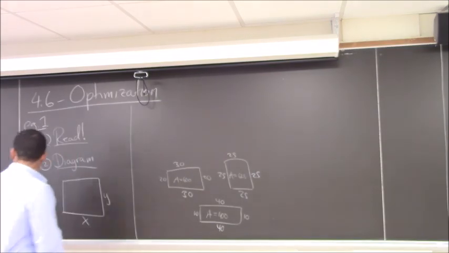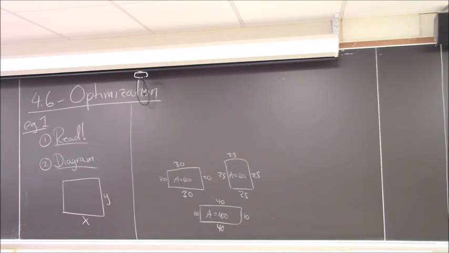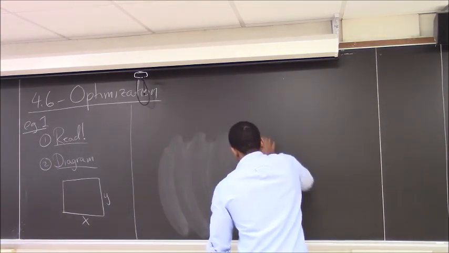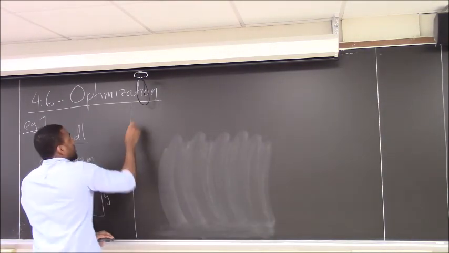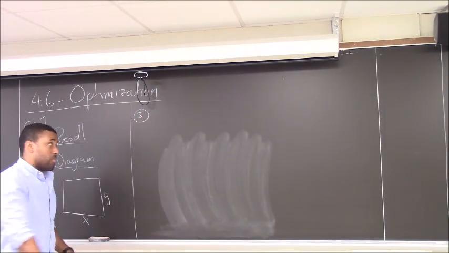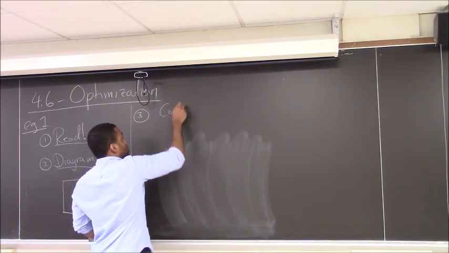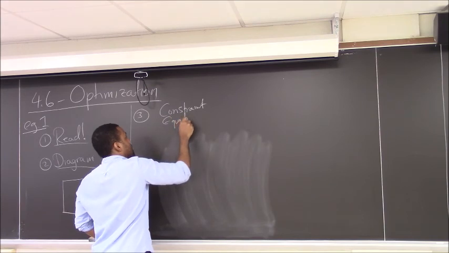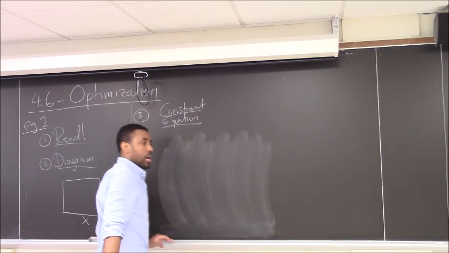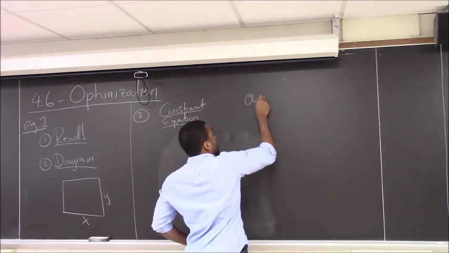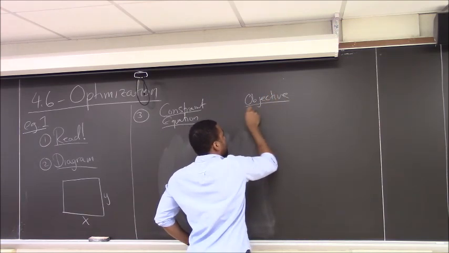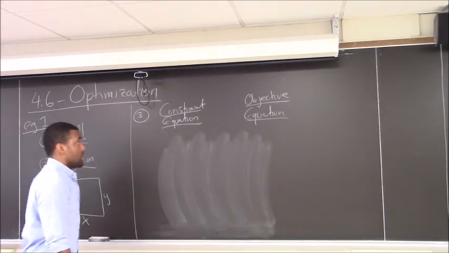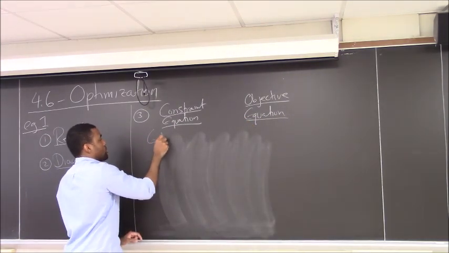Okay. So that leads us to the optimization problem. So let's actually go through it in the standard way. In this third step, we're going to figure out these equations. We're going to figure out the constraint equation. That's the equation that describes the restriction that you have, and the objective equation. So there are two equations that we need. This one here describes the restriction.